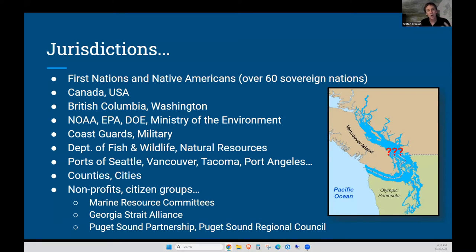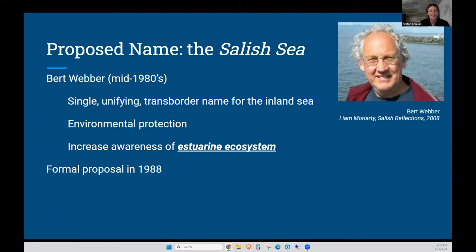So the goal was trying to unite this hodgepodge of overlapping entities and stakeholders, to somehow get them all on the same page when it comes to meetings. And the very first step, it seemed, was to have a single common name. That was what this gentleman, Bert Weber, one of my mentors, thought. Bert was a faculty member at the College of the Environment up at Western, still around, still very involved in marine science. He was a marine scientist who came from Canada, so he has a trans-border life story right there in his own personal trajectory. He studied estuaries, and he studied the Salish Sea, and he was concerned about the health of the Salish Sea. He felt that if we had a single unifying name, that would be a good first step. That would help in getting all those different jurisdictions to come to the same table and maybe come to some of the same decisions.